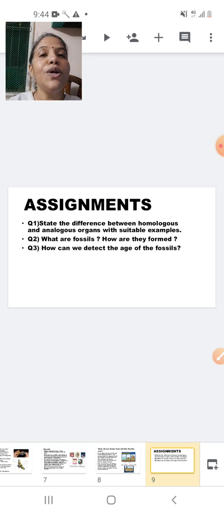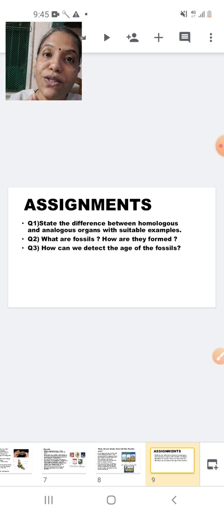You know that homologous organs have a similar origin but perform different functions. So you can see they are adapted in different ways, so they perform different functions. Analogous organs look very much dissimilar, but they perform the same function.